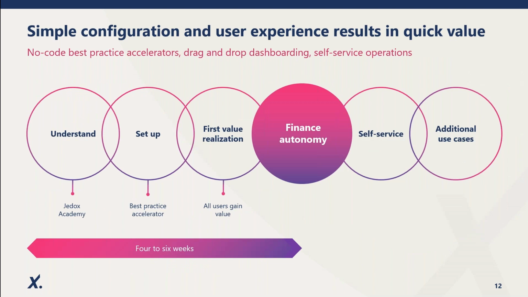Through our no-code, out-of-the-box best practice accelerators, Jedox customers achieve very quick time to value. These will speed up configuration and are really easy to understand and adopt. In about 4 to 6 weeks, most companies achieve their first value realization and establish more autonomy and self-service.